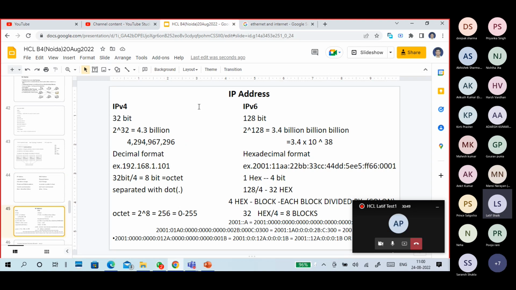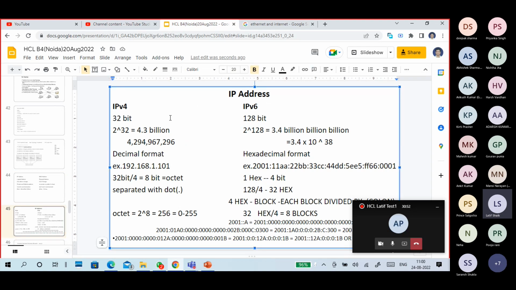Again, we also discussed IPv4 and IPv6: 32-bit and 128-bit. IPv4 is 2 to the power of 32, about 4.3 billion. IPv6 is 2 to the power of 128, about 3.4 into 10 to the power of 38 IP addresses. IPv4 is represented in decimal format, and IPv6 is represented in hexadecimal format.